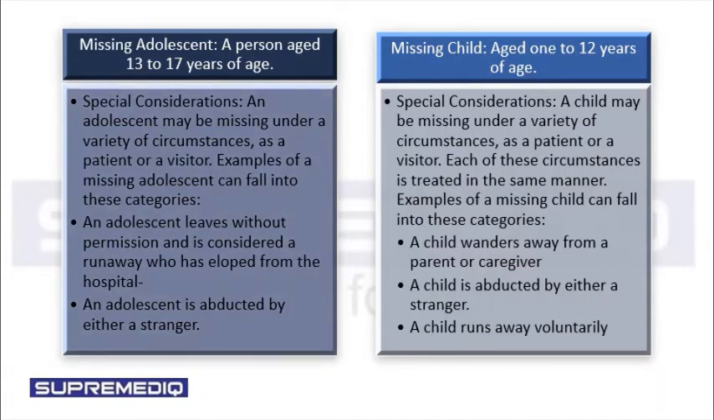Child, aged 1 to 12 years of age. Missing child. Special considerations. A child may be missing under a variety of circumstances, as a patient or a visitor. Each of these circumstances is treated in the same manner. Examples of a missing child can fall into these categories.